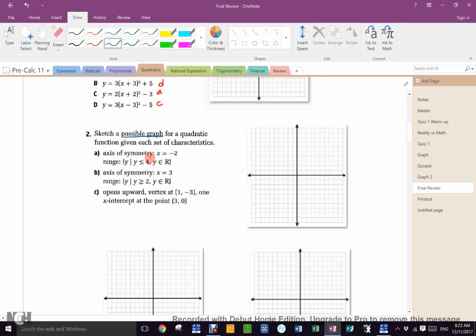So the vertex for A is at x is -2, and y's have to be less than +4. So the vertex is at -2, +4. And other than that, does it matter? Which way does it go, up or down? Down, because the range is less than or equal to 4. So as long as your parabola goes down like that, you're good.